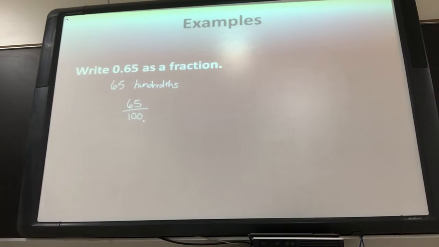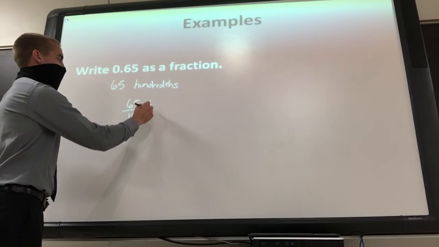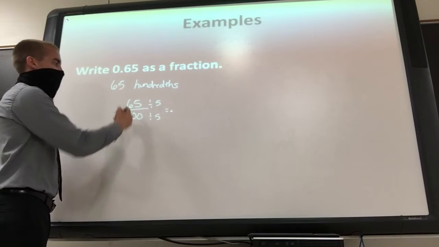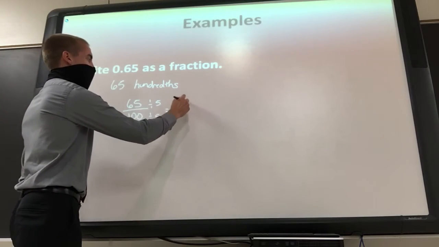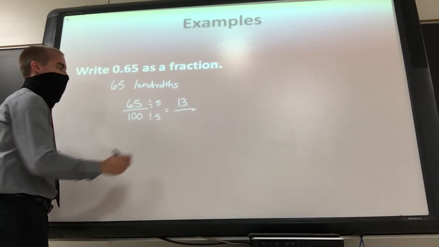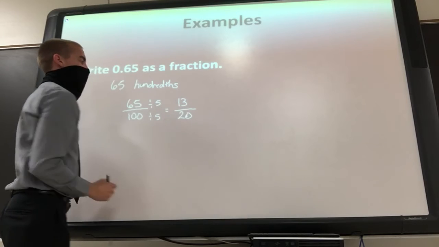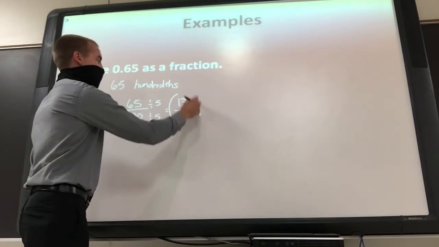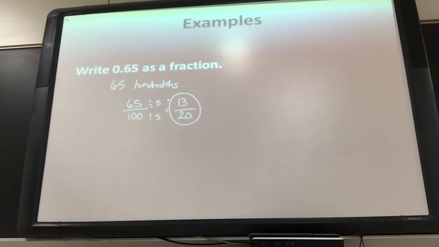Do we need to simplify 65 over 100? Yes, we do. Divide both of them by 5. 65 divided by 5 would be 13 over 20. Is that in simplest form? Yes. So 0.65 is 13 over 20.